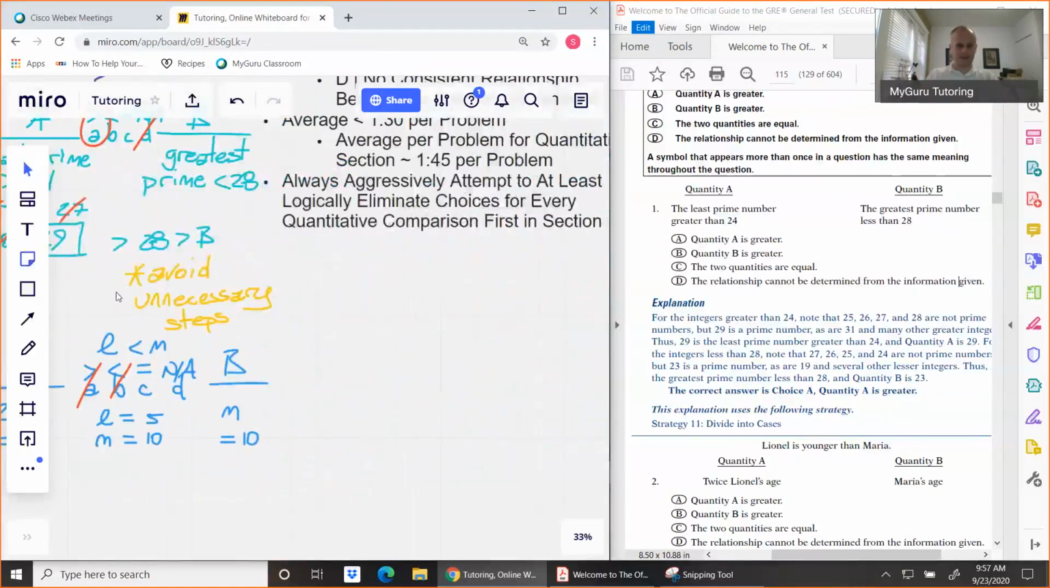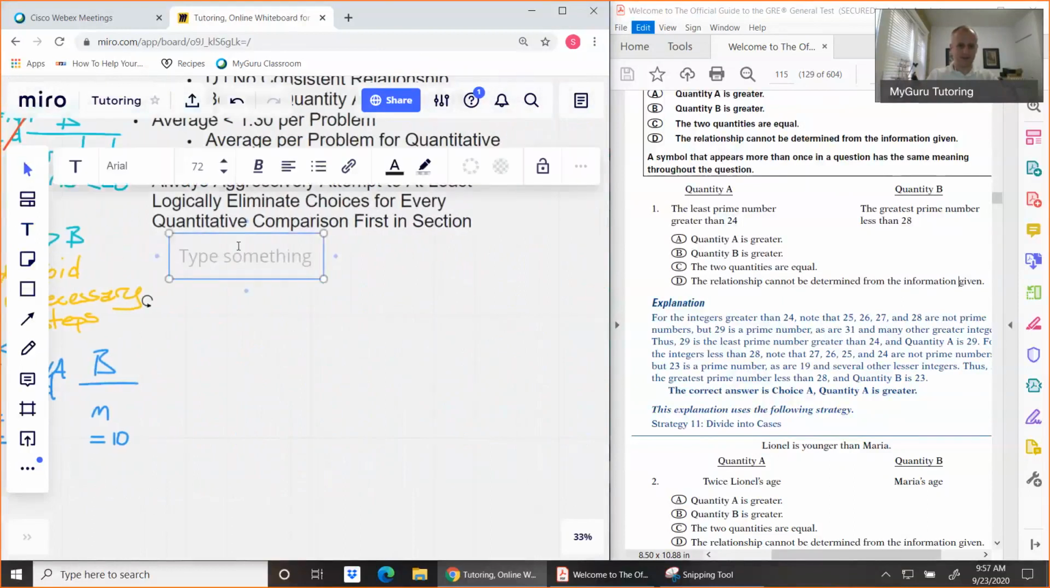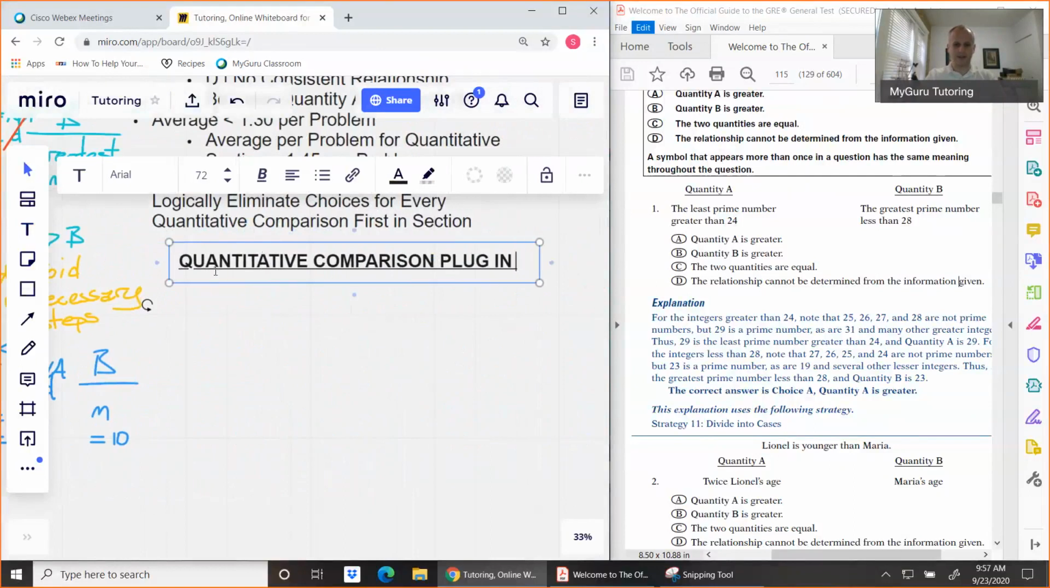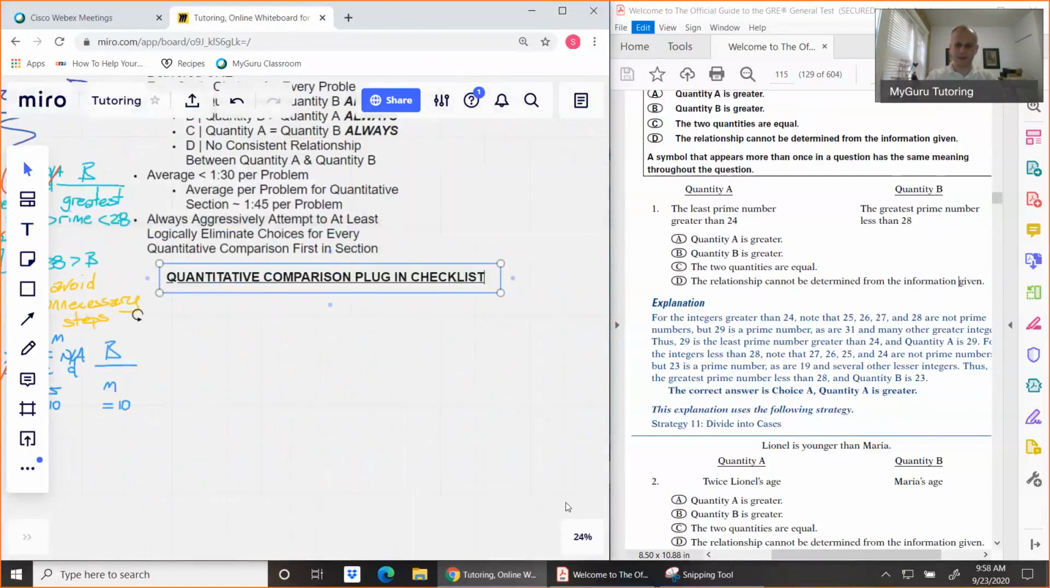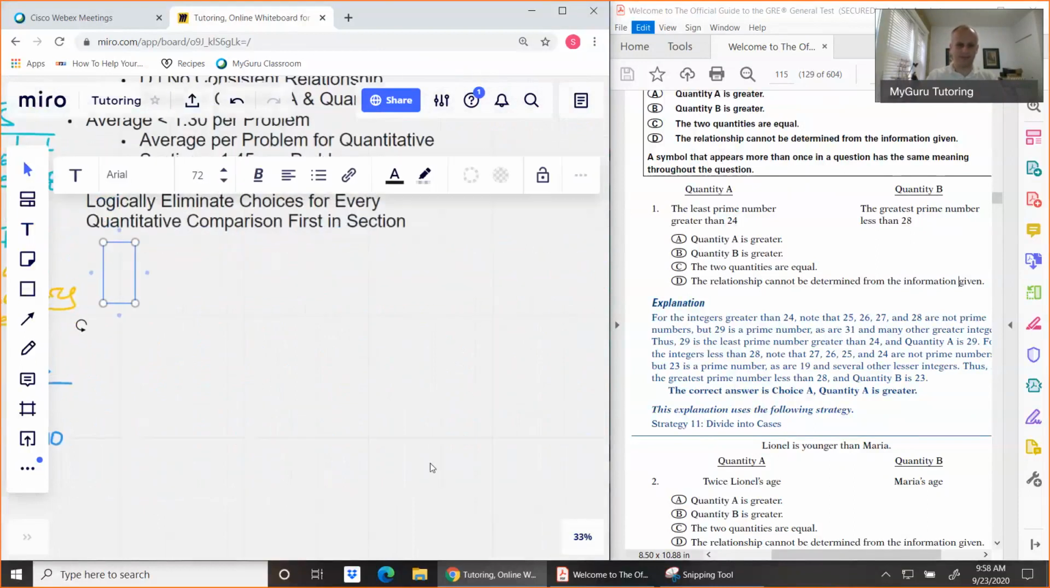So let's come over to the other side, and we're going to list out just our FROZEN checklist for quantitative comparison plugging in. So our quantitative comparison plugin checklist. Thanks to the good people at Disney, got a pretty memorable mnemonic here.